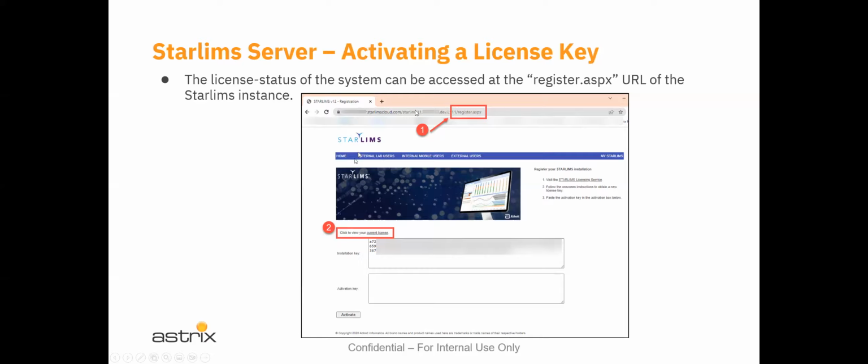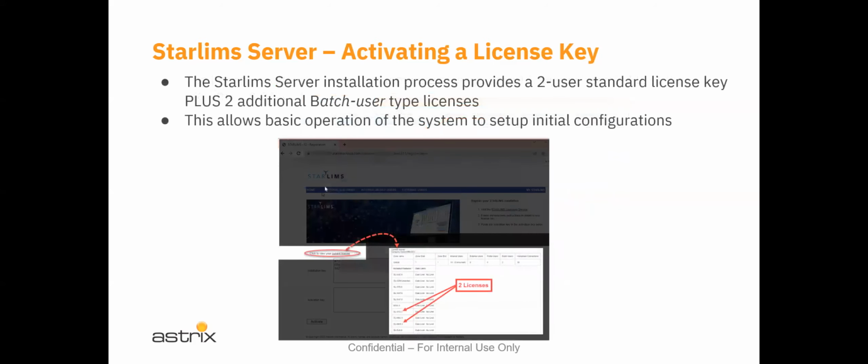And you can do that within the register.aspx link associated with the URL for the system that you're trying to manage. Once you go to register.aspx, you'll see this button down here, click to view your current licenses. When you click that button, you'll get this type of a function here, where it'll show how many types of licenses are installed, and we'll address that in a minute too. There are quite a few different types of licenses associated with STARLIMS. And you'll see the number in this area.